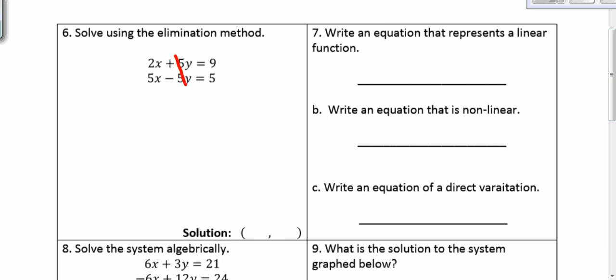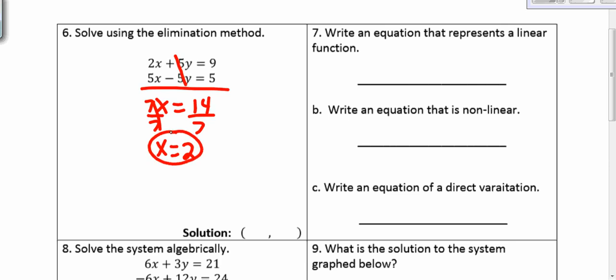Number 6, solve using the elimination method. Here's another one that is set up right there. Then you just add down: 2x plus 5x is 7x. 9 plus 5 is 14. You divide by 7 on both sides. You get x equals 2. Then you substitute back in.